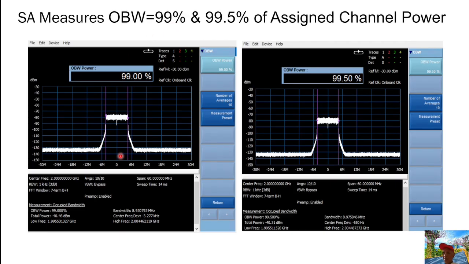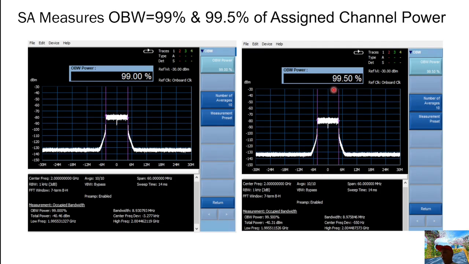What is the frequency band here? It's 8.93 something megahertz. So this is the occupied bandwidth. But if you change the definition of the occupied bandwidth, for example, you want 99.5% of assigned channel power, then the occupied channel bandwidth will be slightly wider. See, here is 8.93, here is 8.97. So this is how we measure the occupied bandwidth.